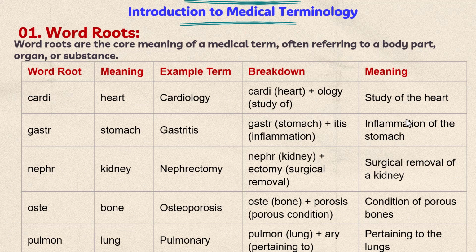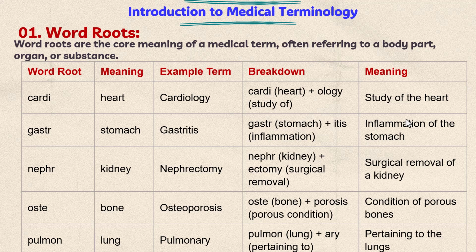Okay, let's see. First one, word roots. Word roots are the core meaning of a medical term, often referring to a body part, organ, or substance. So here, let's see one word root, cardi. Cardi means heart. So example, cardiology. So in cardiology, cardi means heart, ology is study of. So the meaning is study of the heart.